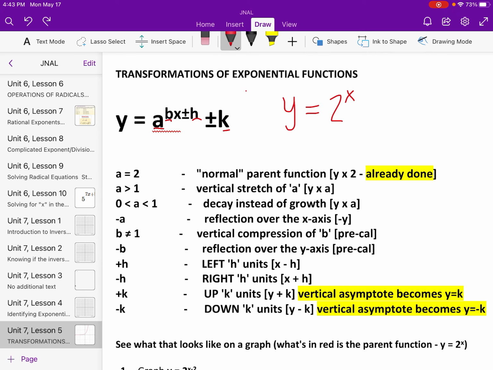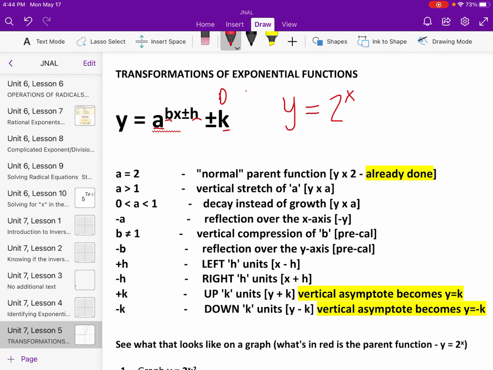And the important thing for k is when k is not just 0, which it's 0 in this case. If you could change this parent function so it makes more sense to what we're doing, we have A that's 2, B is 1, and k and h are 0. So that's what that's like. That's just a normal thing.